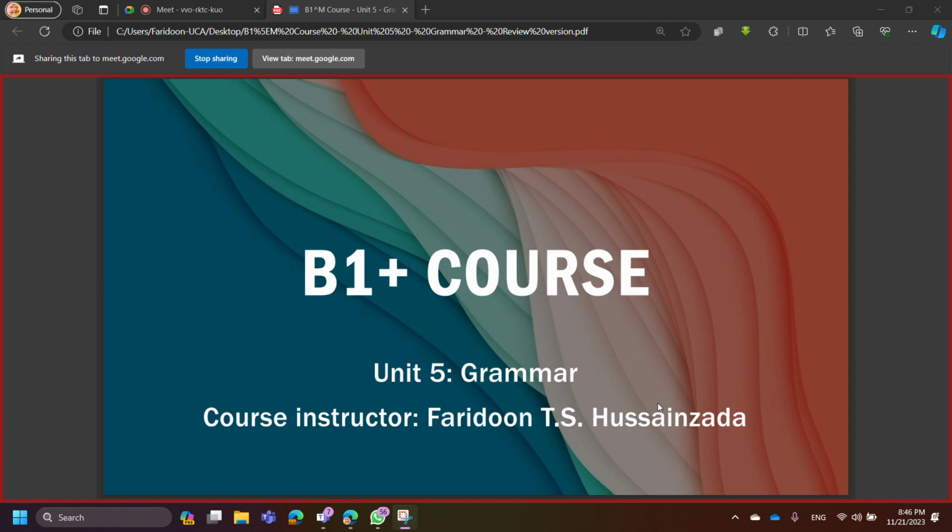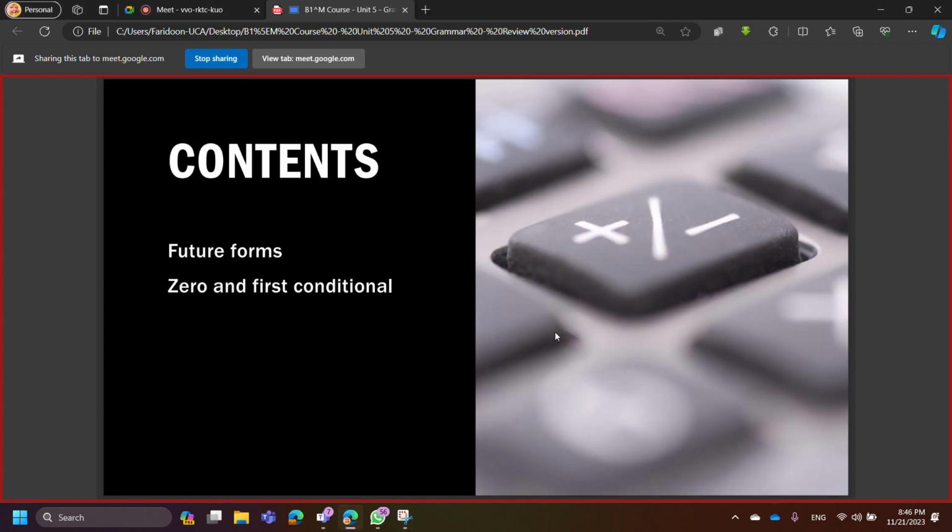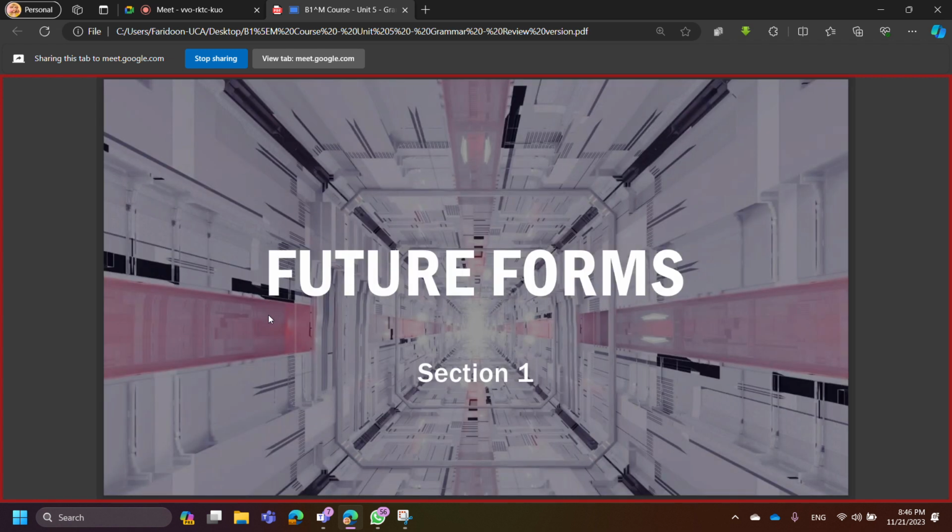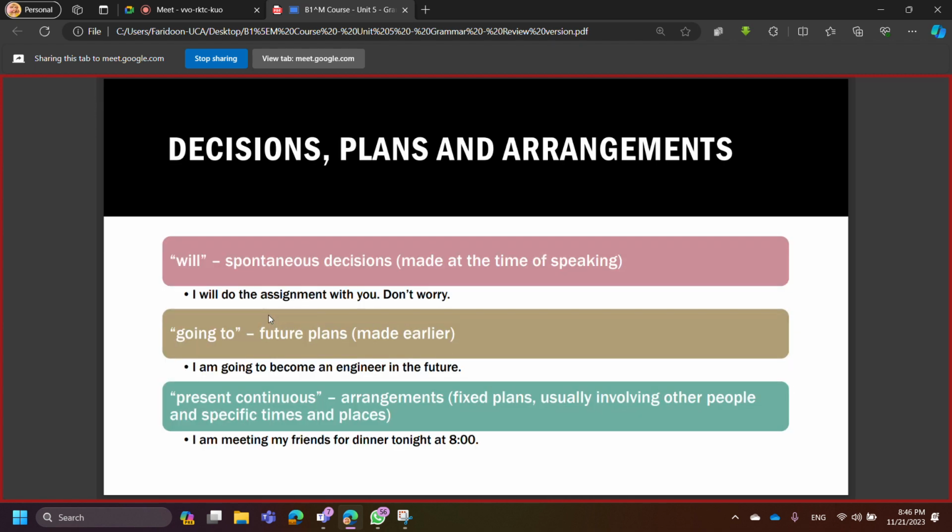Okay, everyone. So let's now continue with the grammar of unit number 5. So unit number 5 also has two sections. The first one is about future forms, and the second section is about zero and first conditionals. Starting with section number 1, future forms. Now, when we're talking about decisions, plans, and arrangements, this slide is going to help you.